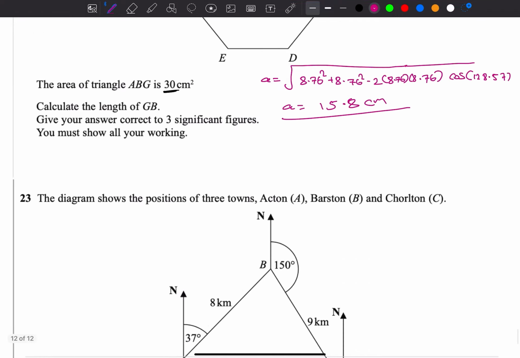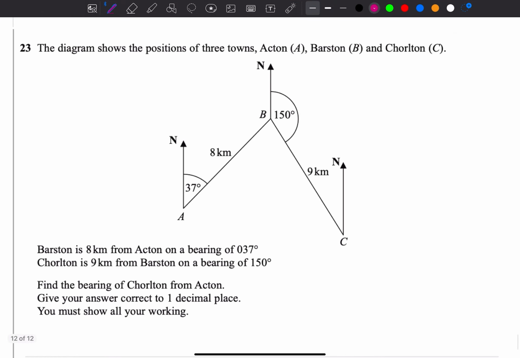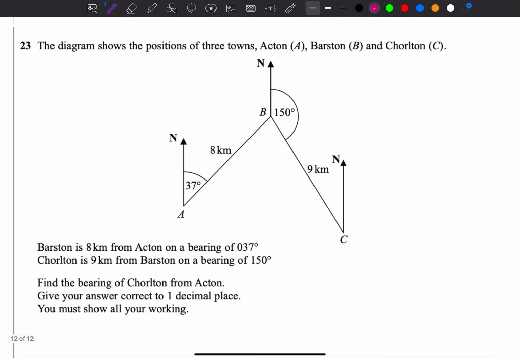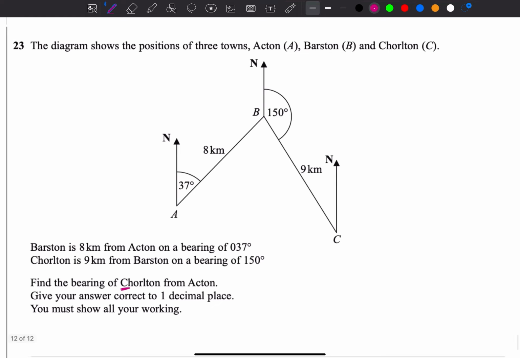Okay, next one. Right, nice. What is it? Bearing question. All of these are stated here. Okay, find the bearing of C from A. Okay, Acton and Chowton. C from A. So where is A? C from A. So you want the angle at the A. That's what you want, because you always look at the A. So you want that angle.